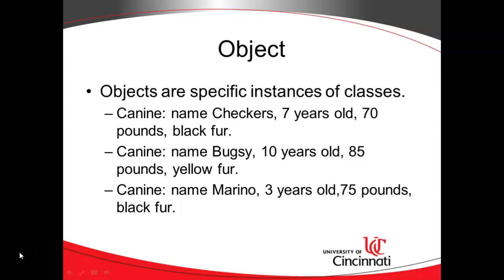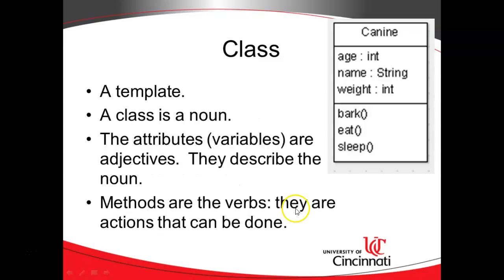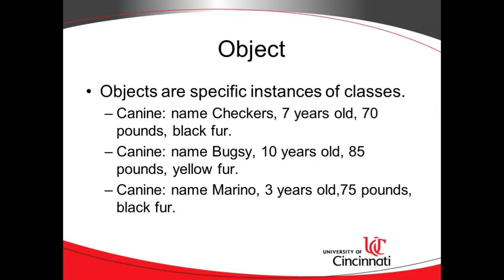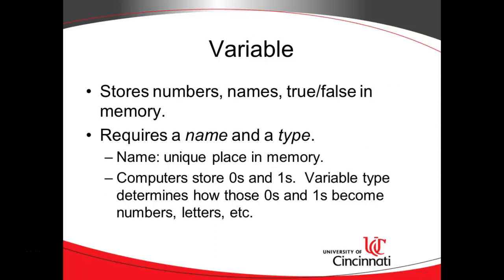That's an object. We have another canine named Bugsy. Bugsy's male, 10 years old, 85 pounds, and yellow fur. So you see that the values that we've assigned to these adjectives or attributes are what determine one canine from another, what can tell them apart. Canine Marino, 3 years old, 75 pounds and black fur. So we see that there's some things that the canines have in common, but some things that make them different. So essentially here what we have is 3 different objects of the canine class.